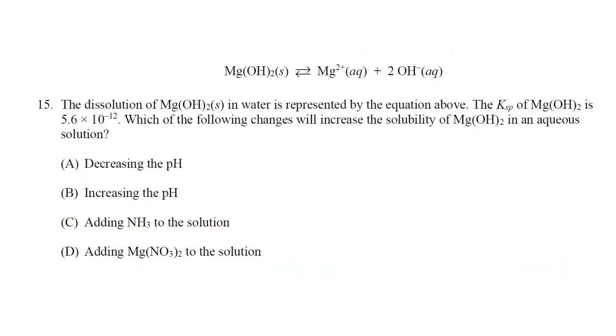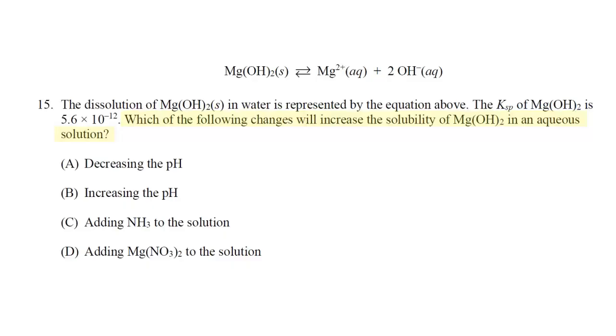All right, now let's take a look at question 15. Question 15 says the dissolution of magnesium hydroxide in water is represented by the equation above. The KSP of magnesium hydroxide is 5.6 times 10 to the negative 12. And the question asks, which of the following changes will increase the solubility of magnesium hydroxide in an aqueous solution?